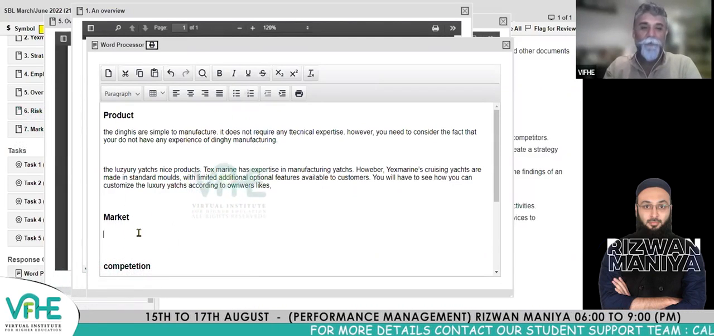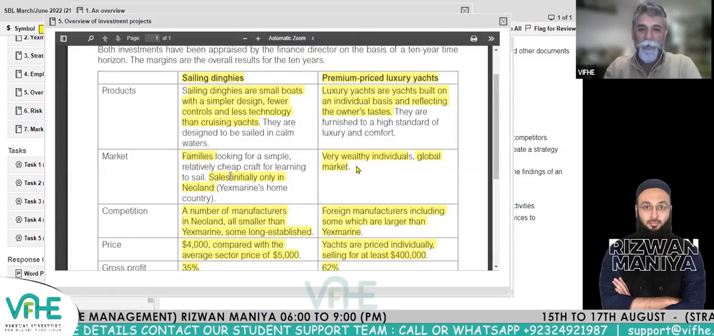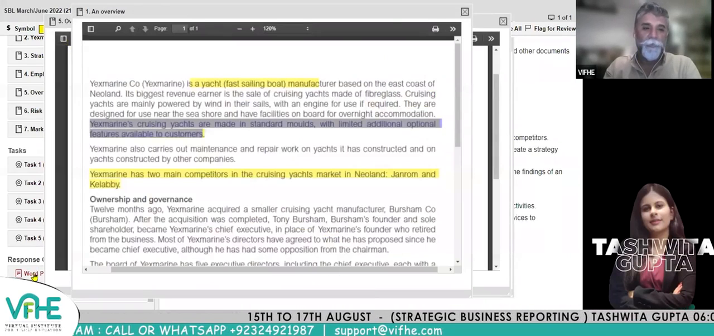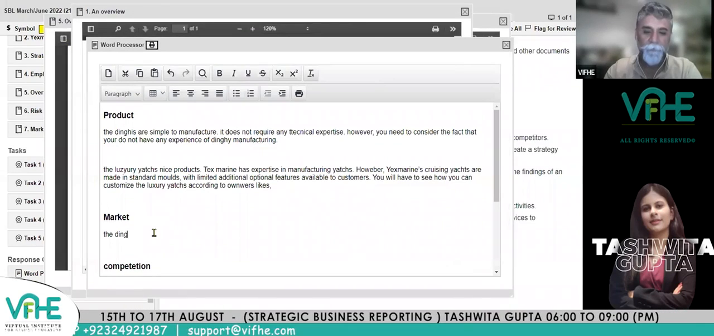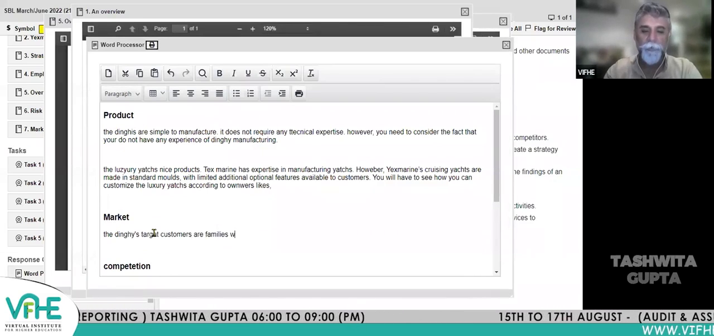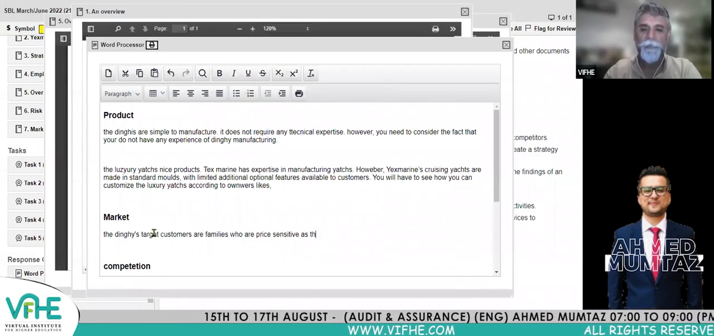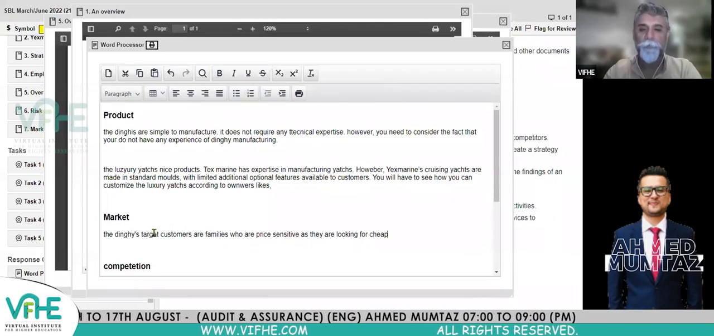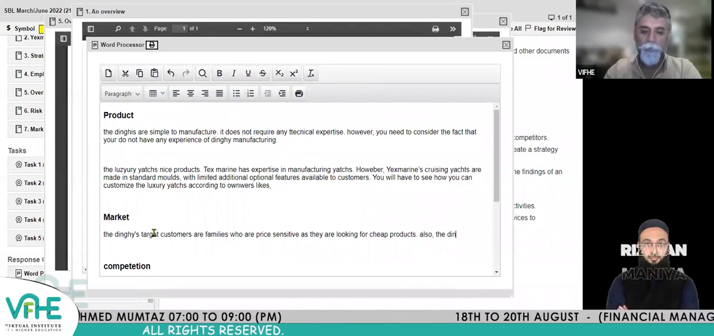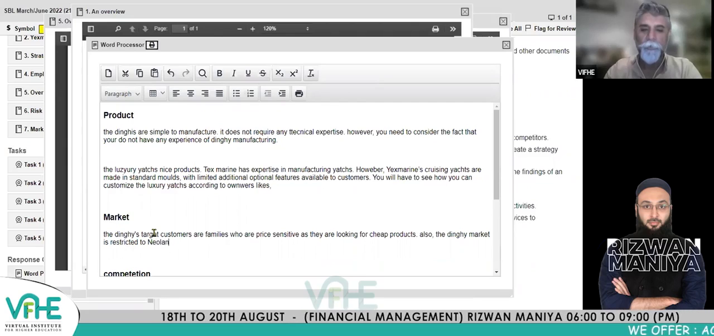I'm flexible. Right. For market, what did we agree on the market? So this market is for families, cheap, only New Zealand, and this one is for wealthy customers, global market. I think that's in favor. So for this we will say that the dinghy target customers are families who are price sensitive as they are looking for cheap products. Also, the dinghy market is restricted to New Zealand only.